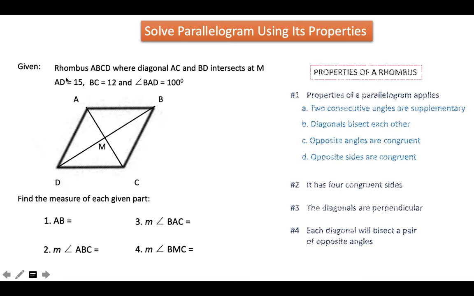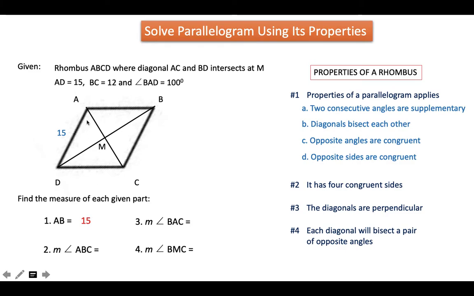Since we are dealing with a rhombus, we need to recall the properties of a rhombus. These are the properties of a rhombus. Additionally, the properties of a parallelogram also apply here since a rhombus is also a parallelogram. So let's start with AB. We are referring to this side. Since what we know here is AD is 15, AB is also 15.